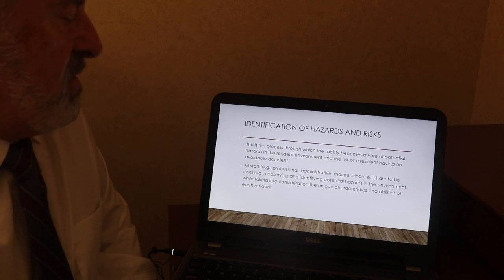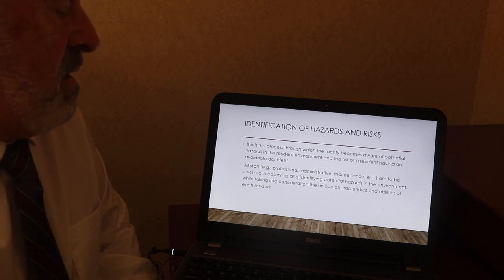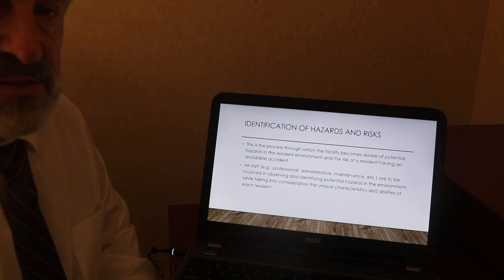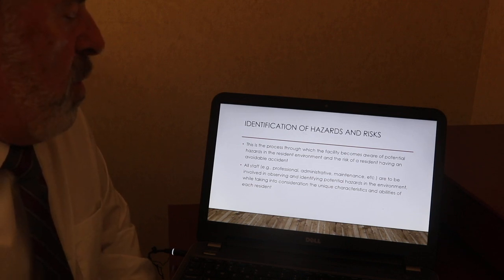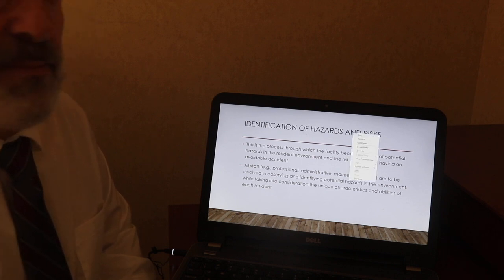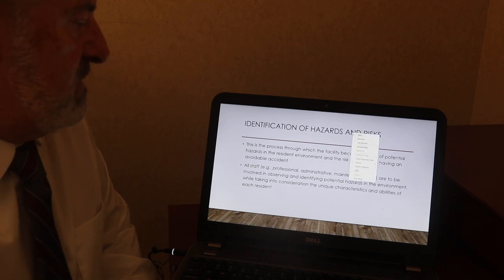All staff, including the professional staff, administration, maintenance, etc., are to be involved in observing and identifying potential hazards in the environment, while taking into consideration the unique characteristics and abilities of each resident.